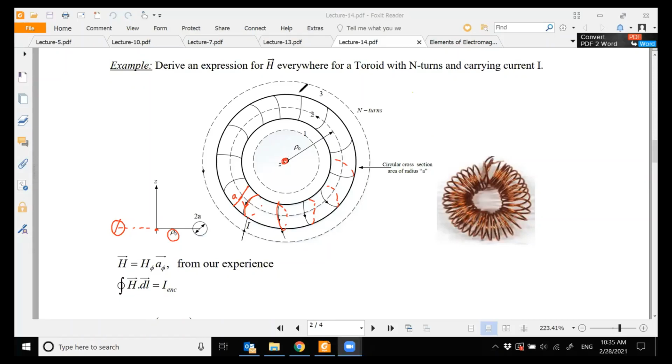Okay, it's time, guys. I think we should stop here, and we will look at this example in our next class.